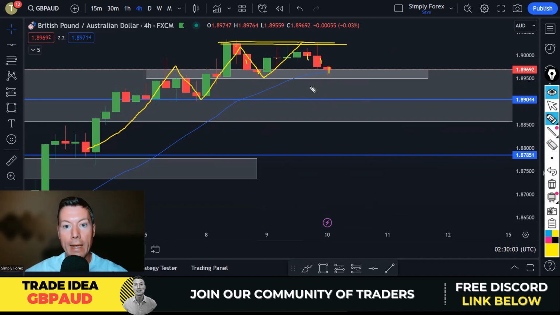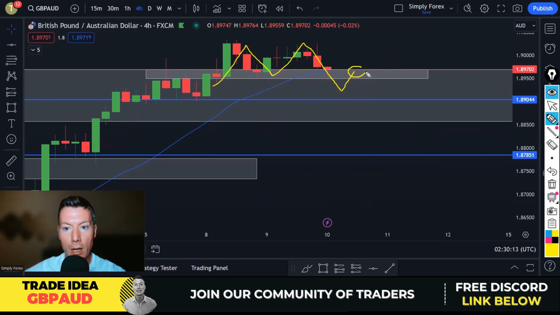Now, all I'm looking for is a break of these lows here. So if we see this, we get a break, we get a retest, I will be interested in selling from this level back down to here, if not here, guys. So that's Pound Aussie Dollar sell trades. And those are my trade ideas for today.